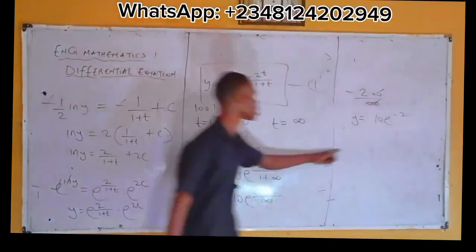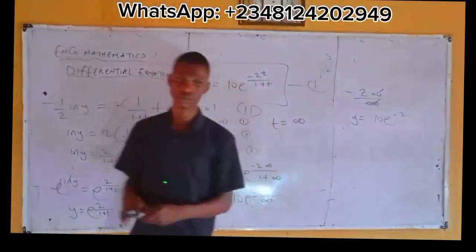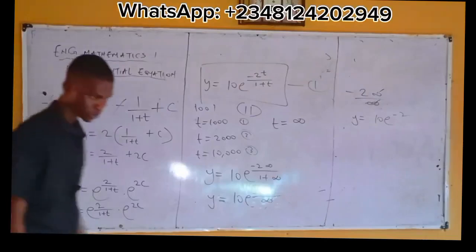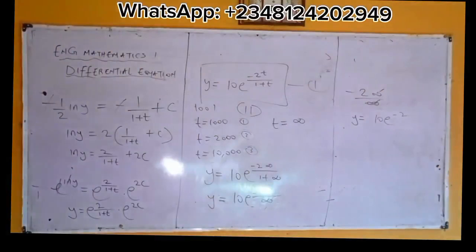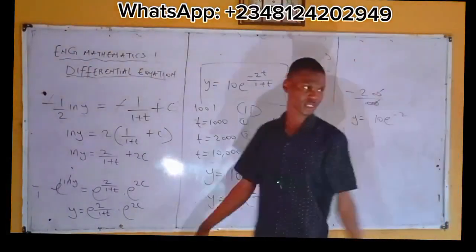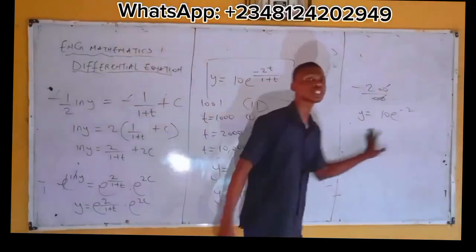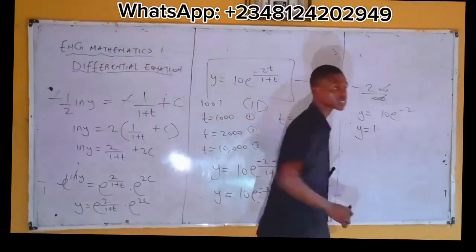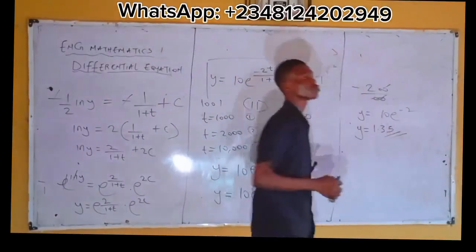Now, input this in your calculator. 10 exponential negative 2, what's the answer? 1.3. Can you see? So from here, let's finalize our answer. By the time you put this in your calculator, y is equal to 1.335. And this is question 2.